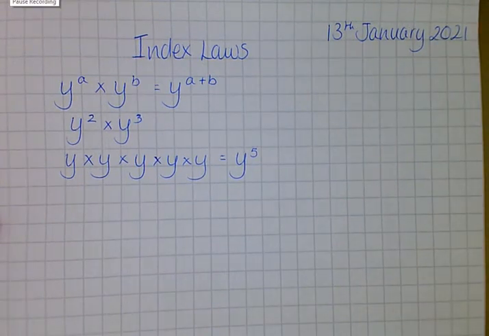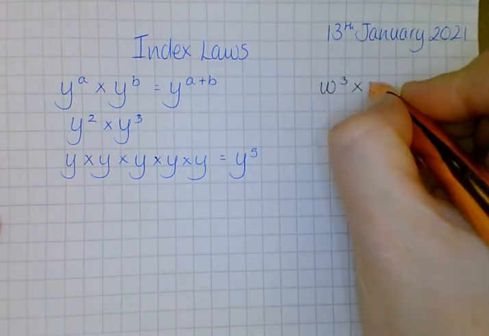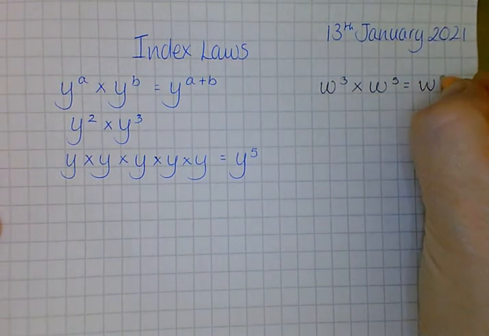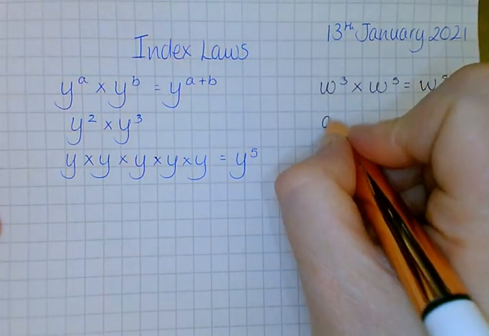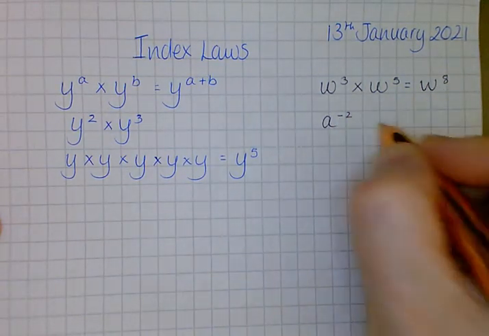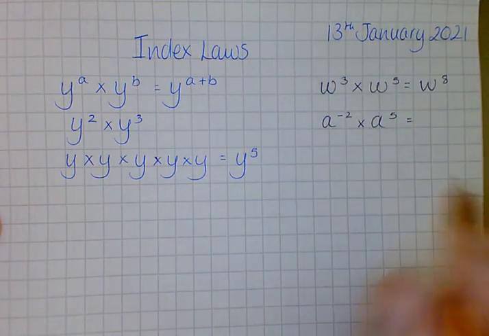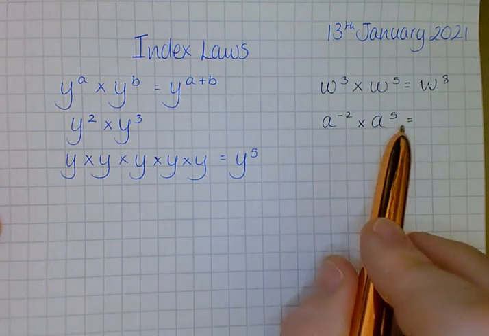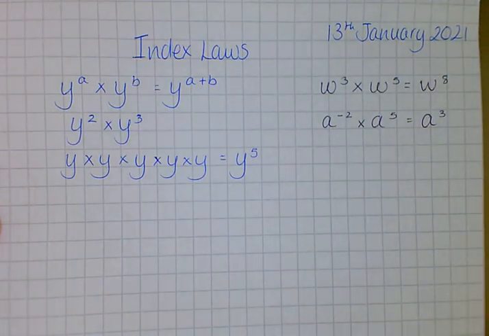So let's have a look at a few examples. If we have w to the power of 3 multiplied by w to the power of 5, we add the indices together, so our answer would be w to the power of 8. This also works for negative numbers, so if we had a to the power of negative 2 multiplied by a to the power of 5, we would still add the two indices together, so we'd have negative 2 plus 5, which is going to give me a to the power of 3.